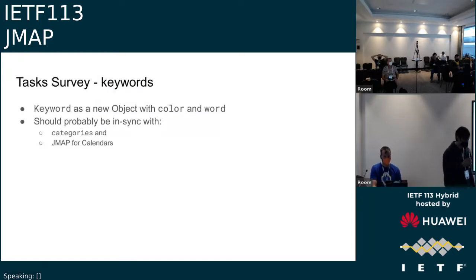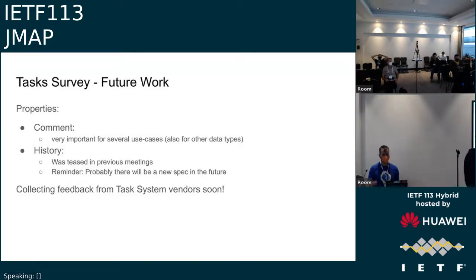So, okay. Yes, future work is basically that we still have to get some more feedback from the task system vendors. We already prepared something for that. It still needs to happen, and there are also still two more or less complex properties, like comment, which we don't want to exclude because it is very important for a lot of systems. And the history property was already teased in previous meetings. We still have yet to tackle that one.